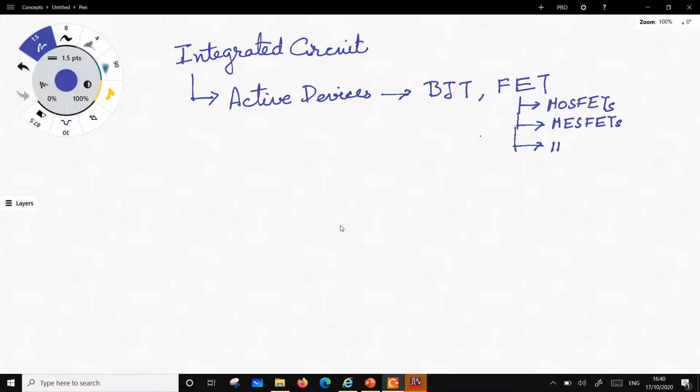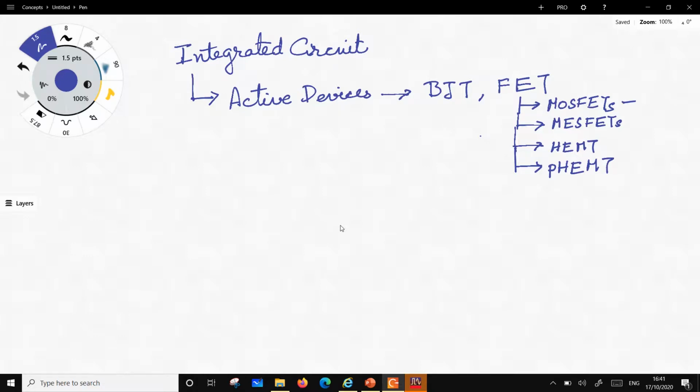Then there are something called HEMTs, high electron mobility transistors. This is something to do with very thin channels, and when the channels are very thin, right, then the carriers are almost confined to a 2D structure, and when they are confined to 2D structure, they don't have a lot of carrier interaction. That's why they have a high electron mobility. So that's why this device is called high electron mobility transistor. And then there is something called PHEMT, which is pseudomorphic high electron mobility transistors. So these various transistors are available.